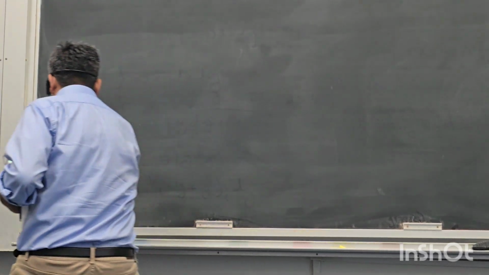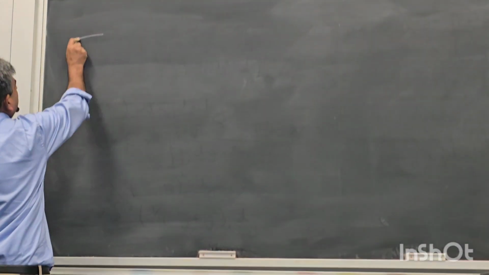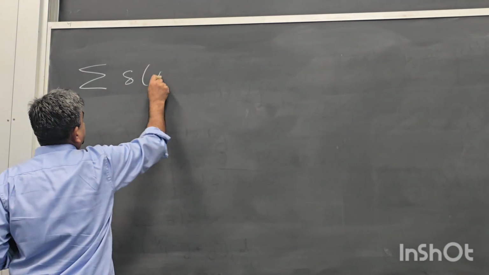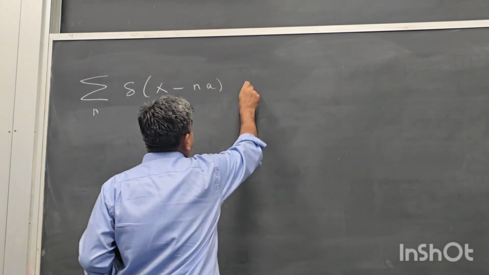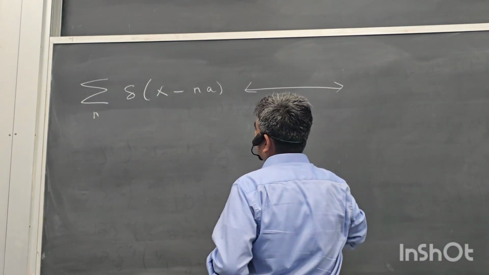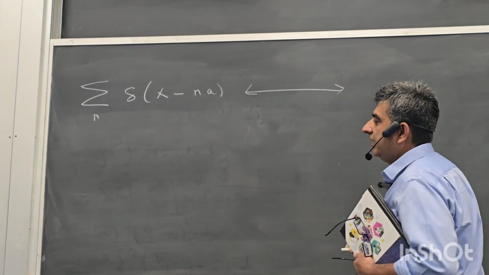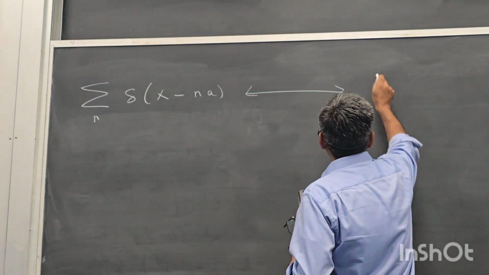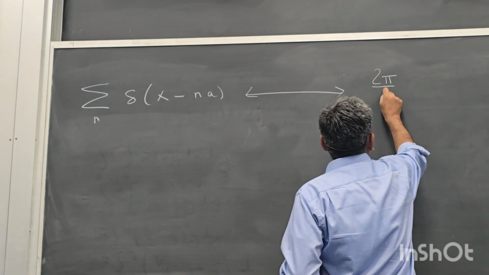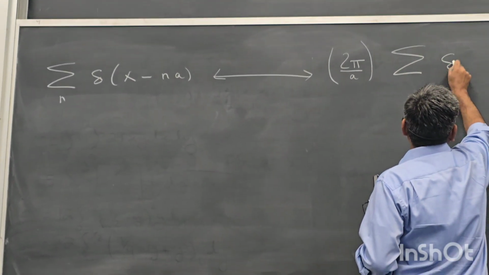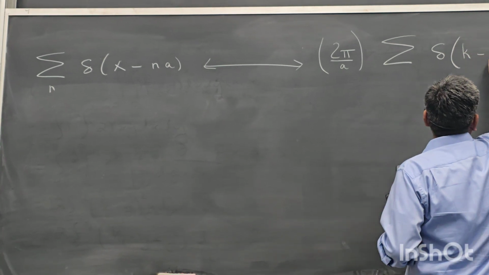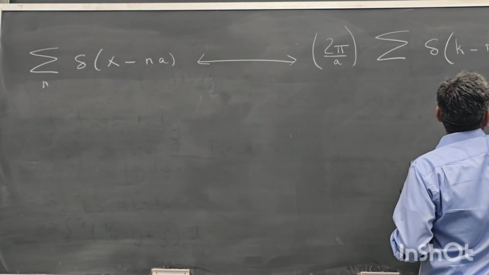So this means that the Fourier transform of my lattice, and I represent Fourier transforms by this double-sided arrow, is 2 pi over A. It's an inconsequential coefficient, K minus N 2 pi over A.